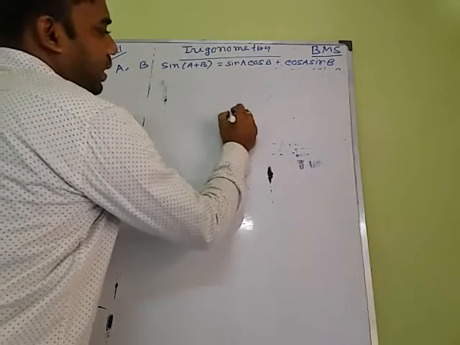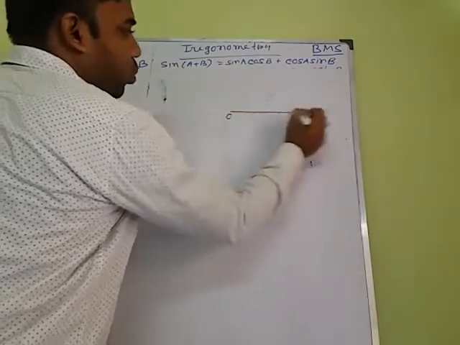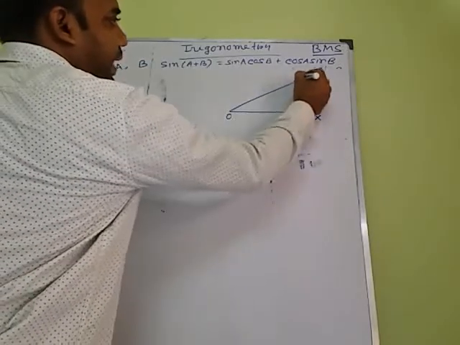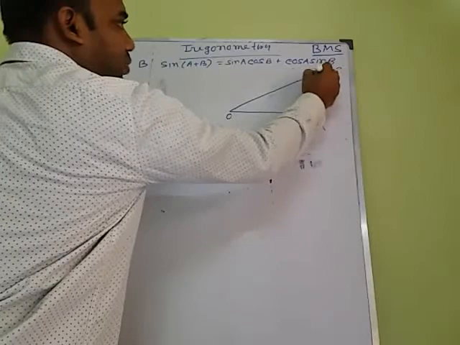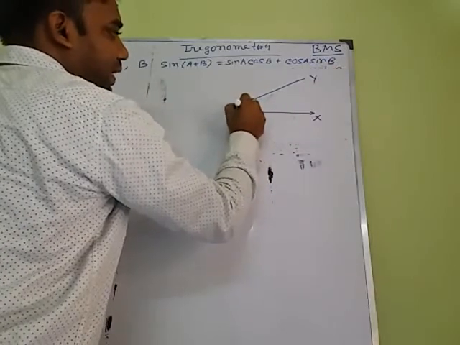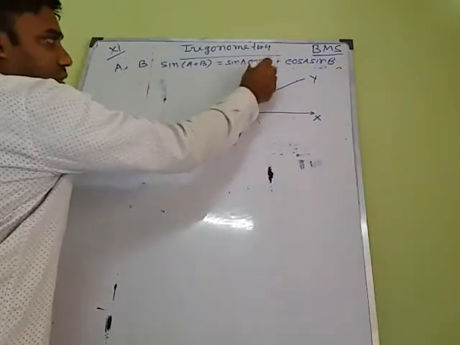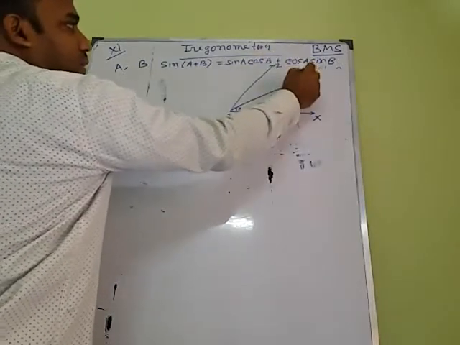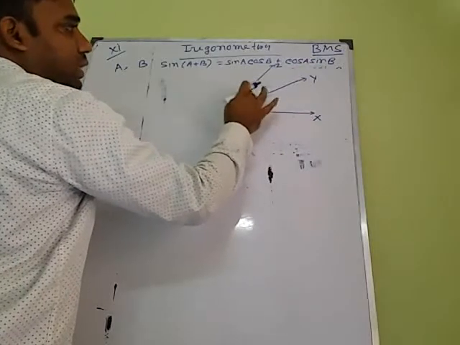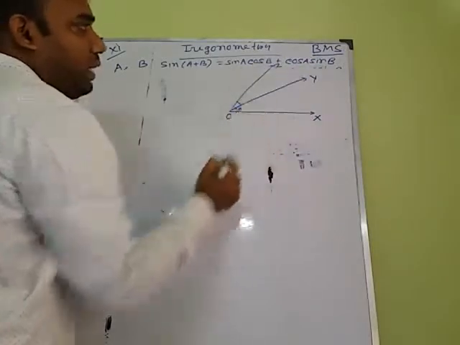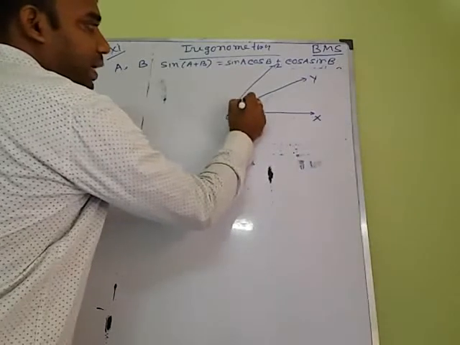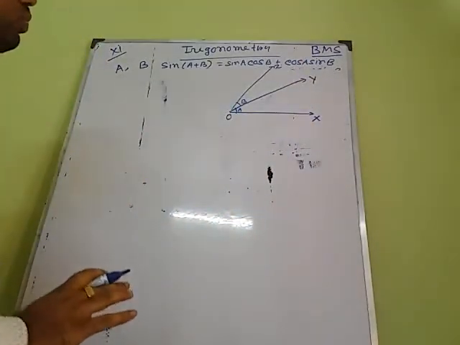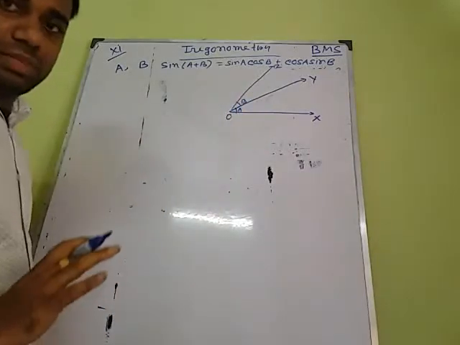Let there be a ray OX, making an angle A, that is XOY, and another angle, with ray OZ, that is angle B. This angle ZOY equals B and XOY equals A. So the total angle XOZ is A plus B.